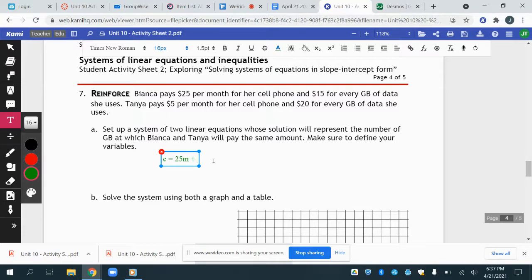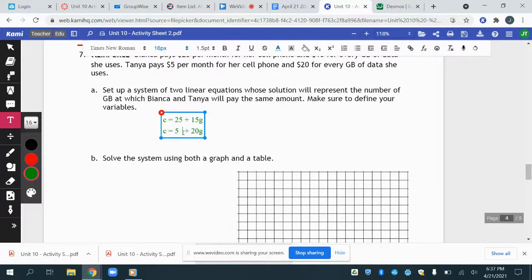Plus $15. We're not worrying about months. I keep forgetting about that. $25 for the month plus $15 for every gigabyte. We'll say G for gig. All right, the other one costs $5, and $20 per gig. Which is a better deal? For me, because I don't use a lot of data, I would definitely go with the bottom one. If you use a lot of data, the top one's eventually going to be a better deal.